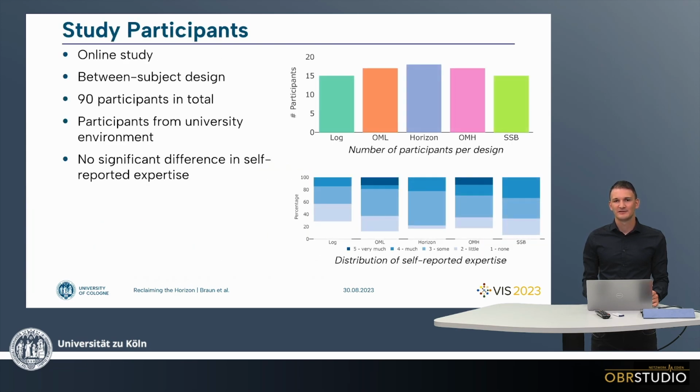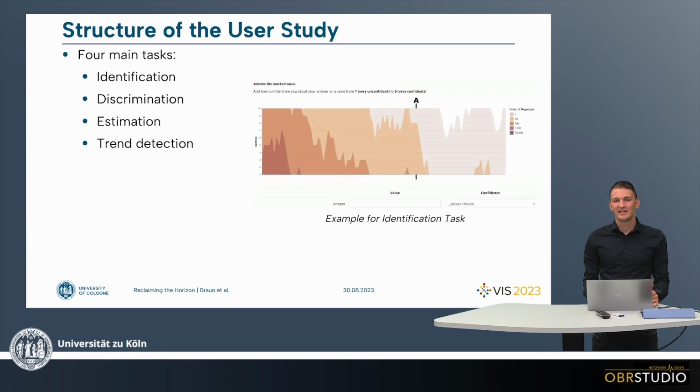In total, 90 participants took part in the online study. There were no significant differences in the self-reported expertise, and all participants were from a university environment. We identified 4 main tasks based on our initial challenges, which are a combination of common tasks in large value ranges and time series research.